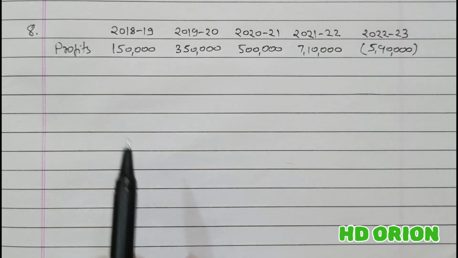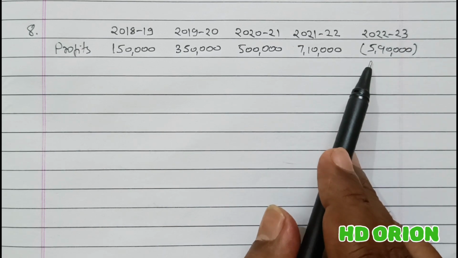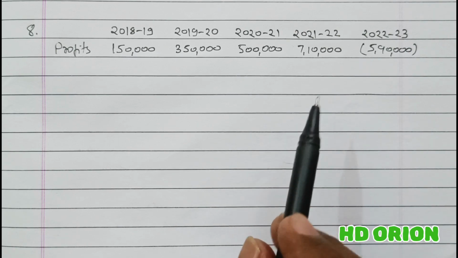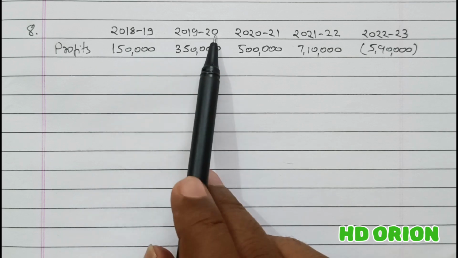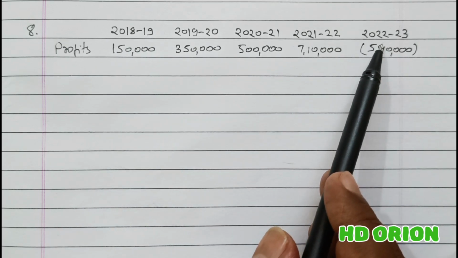So solution 8 we will see. 5 years profits are given to us. And there is a loss in the year 2022-23. So brackets are shown. And the question says that a car was purchased on 1st April 2022. So in which accounting year was it purchased? It is this accounting year in which a car is purchased.